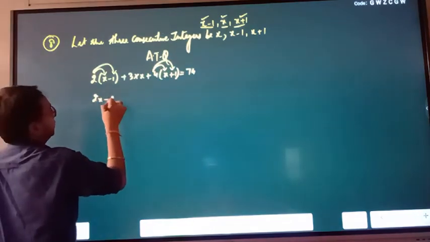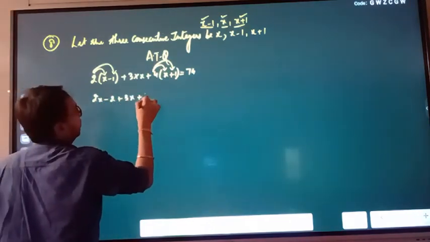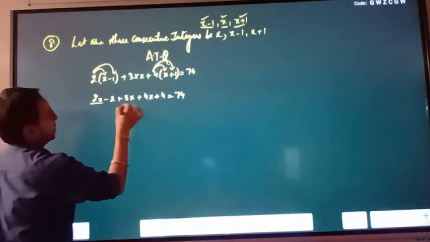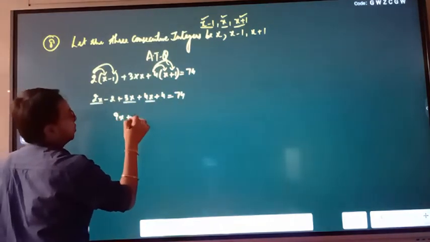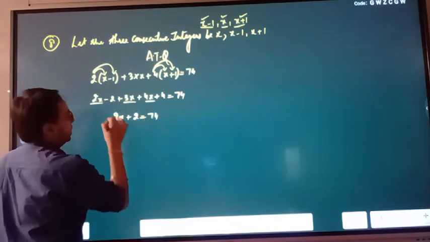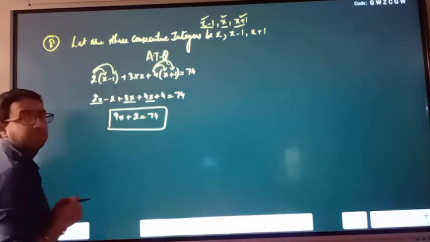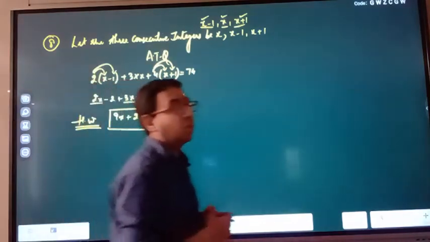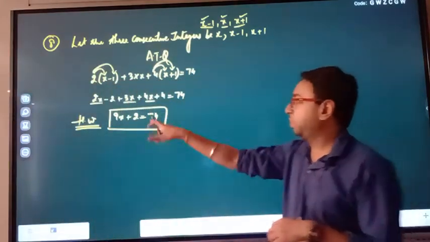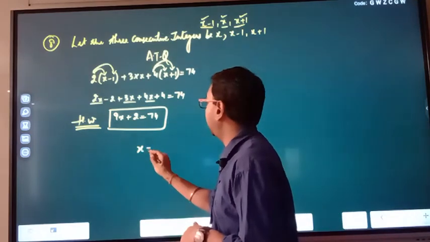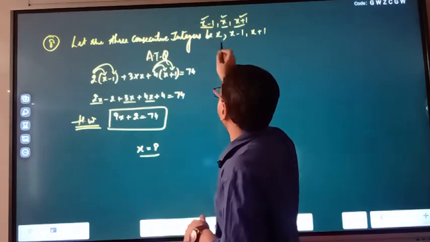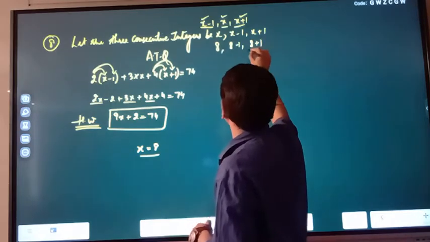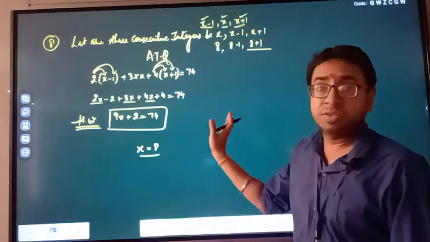2x minus 2 plus 3x plus 4x plus 4 is equal to 74. Now we'll be getting 9x plus 2 is equal to 74. We can solve it. It's your homework. Equations you can solve and put the values. On solving you'll be getting x is equal to 8 for sure. Put the values. The three consecutive integers are 8 minus 1, 8, 8 plus 1. Clear? This is what your question is.